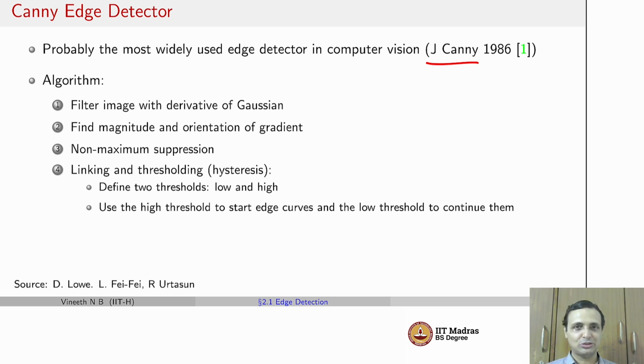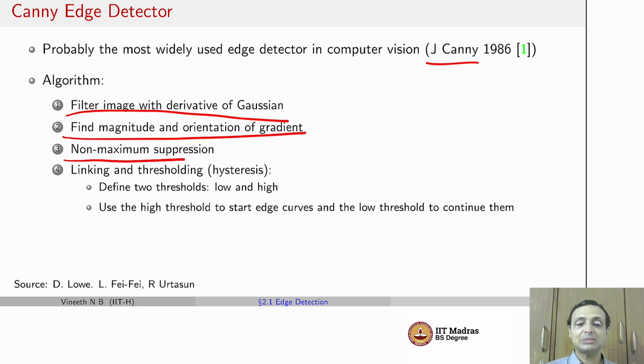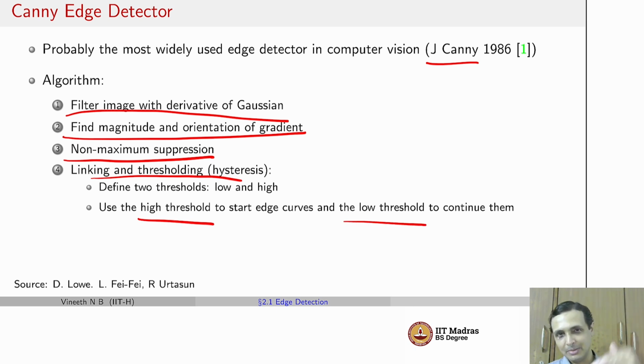It's just a summary of whatever we've seen so far. You filter the image with the derivative of the Gaussian. Remember, the purpose it serves is to first smooth the image with the Gaussian and then take the derivative to get edges. Then you find the magnitude and orientation of the gradient. Then you do non-maximum suppression in the direction of the orientation of the gradient at every pixel. Then you finally do linking and thresholding using hysteresis. So you define two thresholds, low and high. You use the high threshold to start edge curves, and you use the low threshold to ensure that those edge curves can be continued until a little bit lower to get a sense of more connected edges in the image.